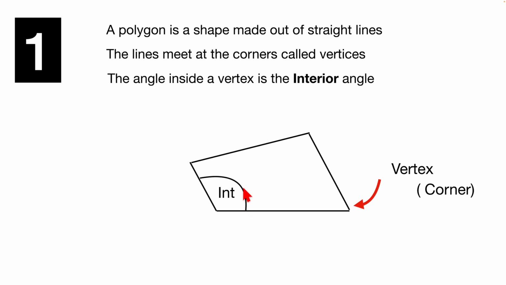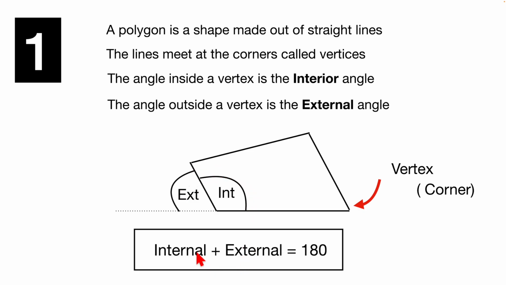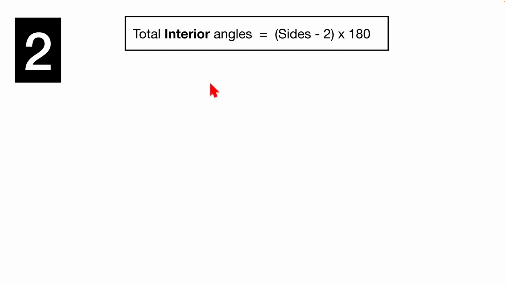Inside, the angle is called the interior angle, and outside, the angle is called the external angle. And you can see it's sort of defined as this line is continued, and then it's this angle around here. So this adds up to 180 because the angles on a straight line are 180. Internal and external equals 180. Rule number 1. Rule number 2.